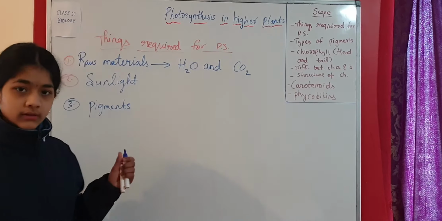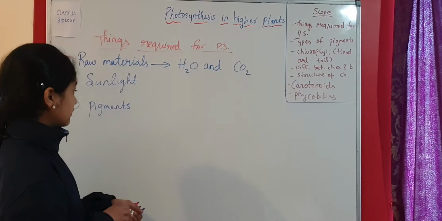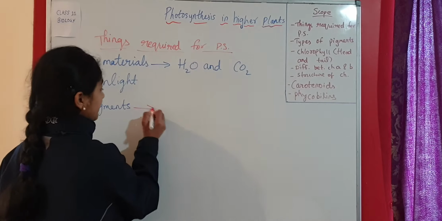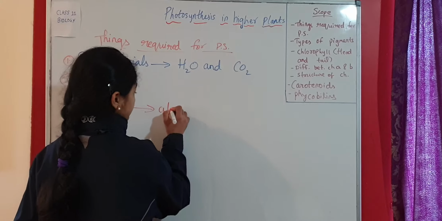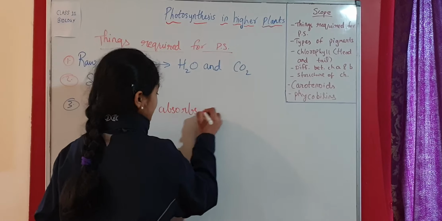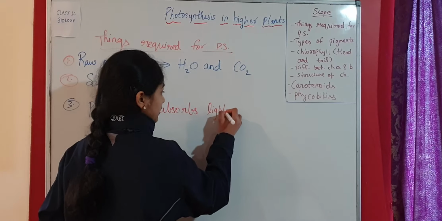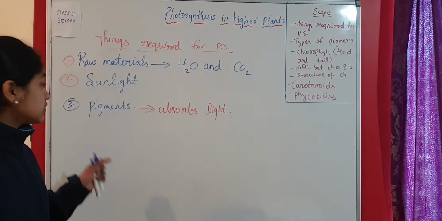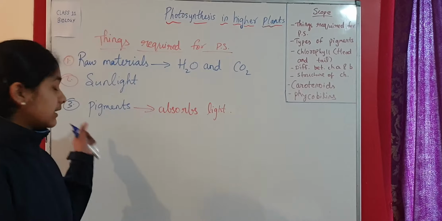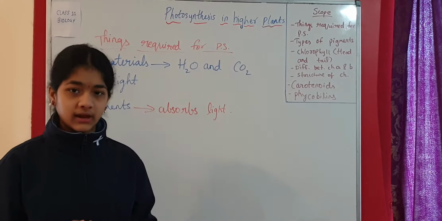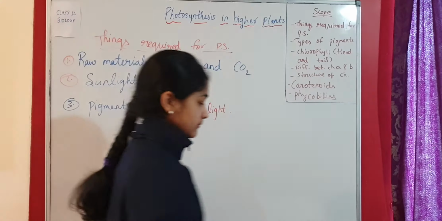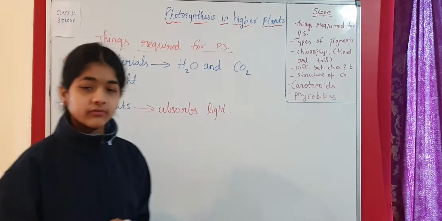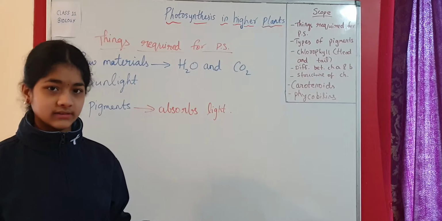So, if we have to define the term pigments, how do you define it? In simple words, it is something that absorbs light, or it's light absorbing. So in this video, we are going to focus on the pigments that are present in the plant and how they are required for photosynthesis. We are going to take up the types of pigments and the details and characteristics about them.